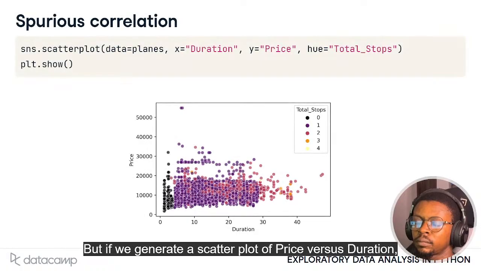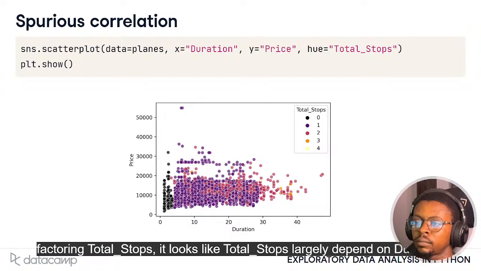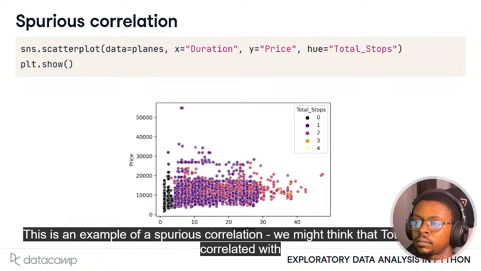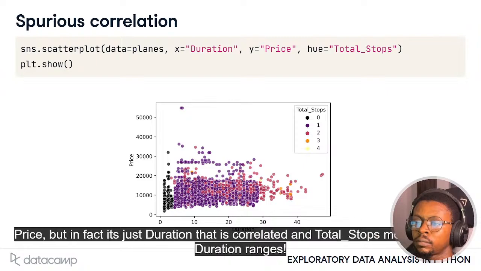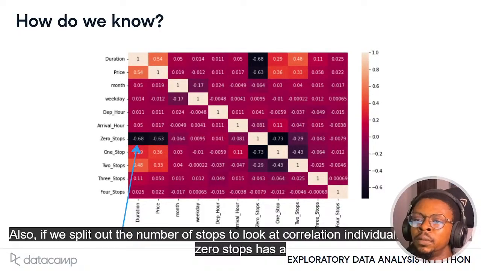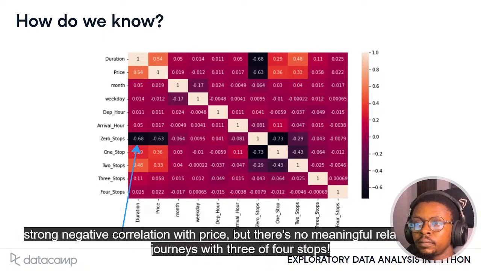But if we generate a scatter plot of price versus duration, factoring total stops, it looks like total stops largely depends on duration. This is an example of a spurious correlation. We might think that total stops is correlated with price, but in fact, it's just duration that is correlated, and total stops mostly maps to duration ranges. Also, if we split out the number of stops to look at correlation individually, it looks like 0 stops has a strong negative correlation with price, but there's no meaningful relationship for journeys with 3 or 4 stops.